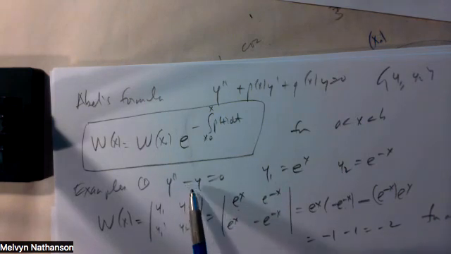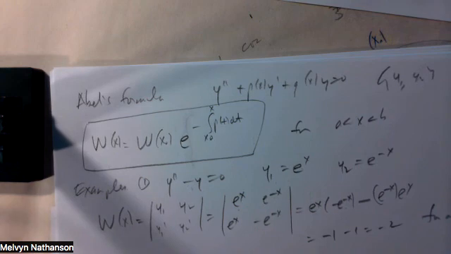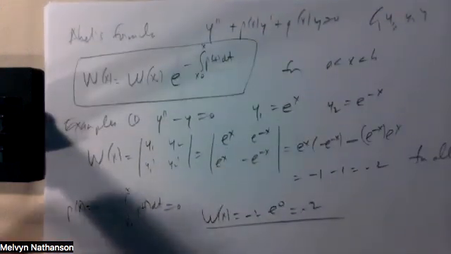By the way, for this differential equation, p of x is 0. So the integral from x naught to x of p of t dt, you're just integrating 0, it's 0. So Abel's formula, W of x equals W of x naught, e to the 0, which is minus 2. I mean, it's consistent.